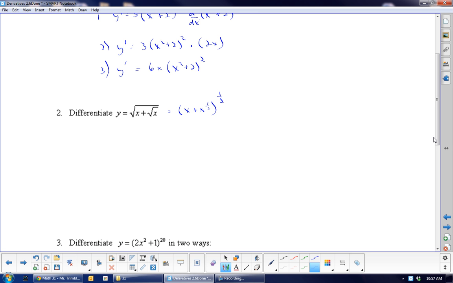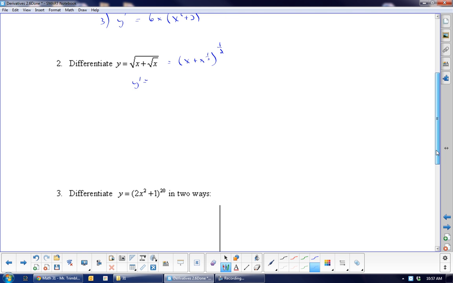So how would I do this one? Well, I'm going to do y prime equals. Let's do the outside, which would be 1/2 x plus x to the 1/2, to the negative half. See, I do not change the inside. Times, now I'm doing the derivative of the inside, which would be 1 plus 1/2 x to the negative a half.